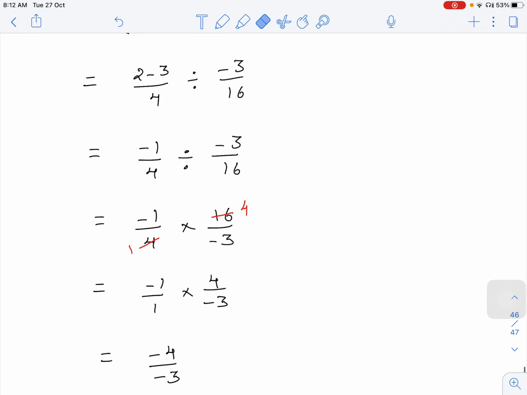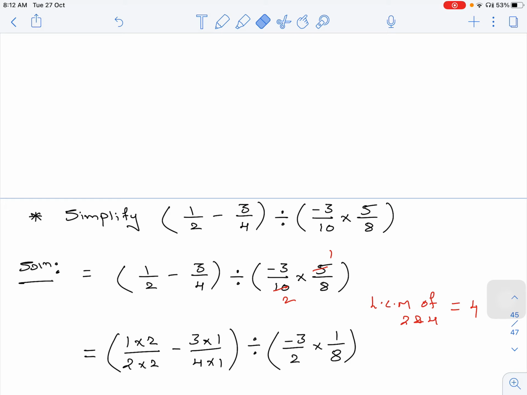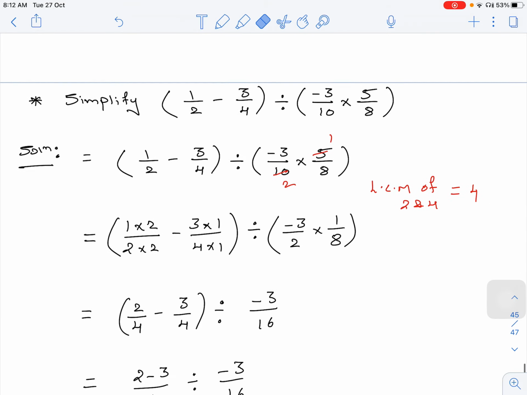So in this way you have to go on dividing the numbers, or solve examples based on division of rational numbers. Okay, so this much is enough for today.